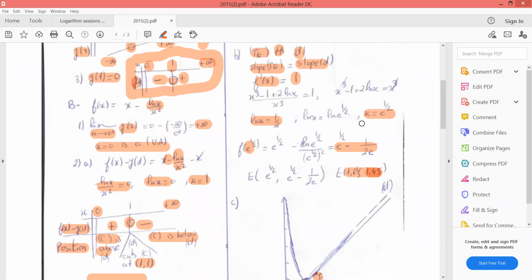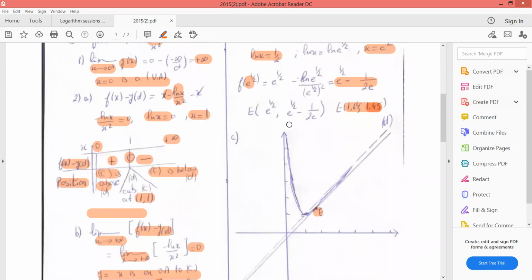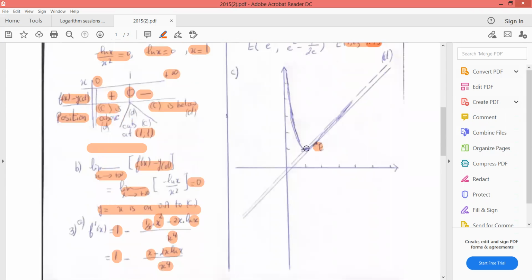According to the table of variations, the function is decreasing from 0 plus infinity to the minimum 1, 1. Here is the minimum 1, 1. And x equals 0 is a vertical asymptote, don't forget. It makes a tangent at E, meaning this curve goes and is tangent at E to the line delta. Then it increases in the neighborhood of the oblique asymptote.